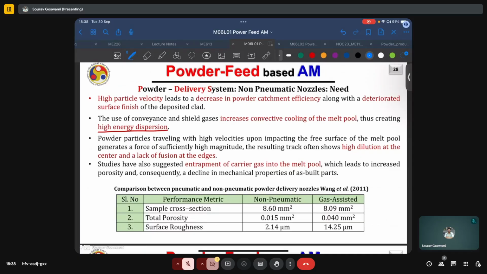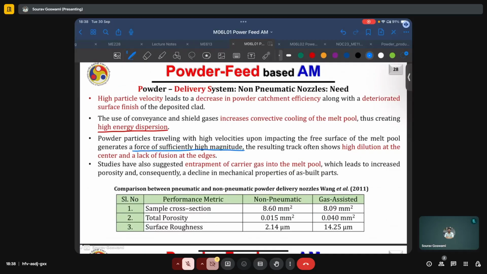Powder particles traveling with high velocities, upon impacting the free surface of the melt pool, will generate forces of sufficiently high magnitude, and the resulting track often shows very high dilution at the center and lack of fusion at the edges, as we have just been discussing. Studies have also suggested that the entrapment of carrier gas into the melt pool can lead to increased porosity and a decline in mechanical properties of the as-built part.